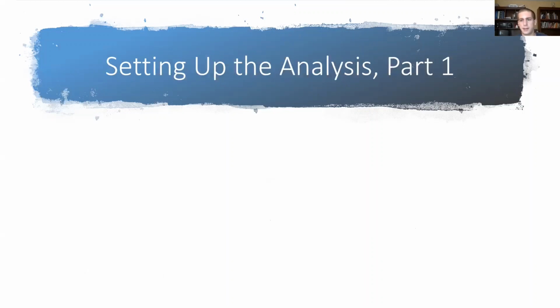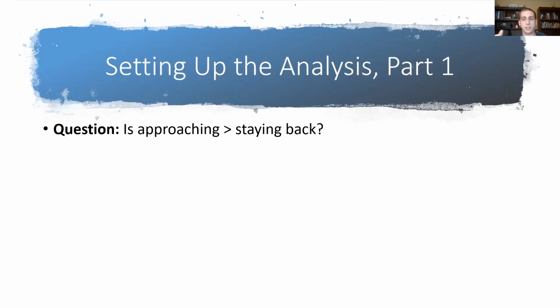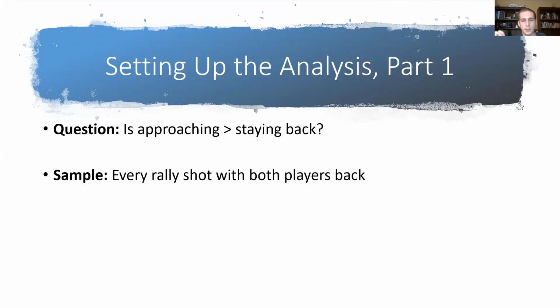So when I set up this analysis, the first thing I always do, whenever I'm setting up any sort of statistical analysis, which is exactly what I'm about to do here for the Murray-Raonic match, is ask myself a question. I have to define the problem. So the problem here is: is approaching the net better than staying back? That's the question. The sample. This is the statistical sample I'm going to use in the data. It's every rally shot, not every point. Every shot within every point. So it's a bigger sample.